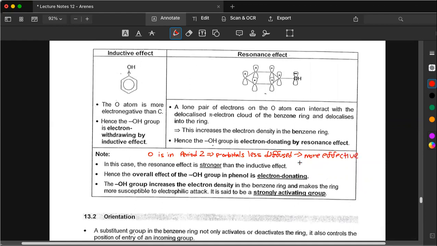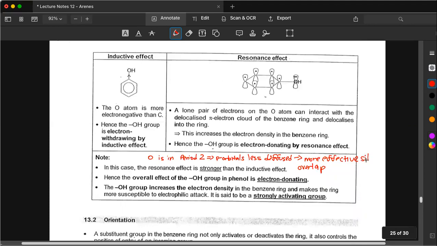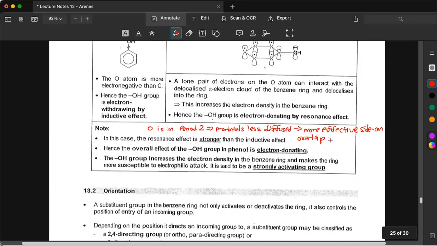So more effective overlap. Should say side-on overlap with the p orbitals of the benzene ring.